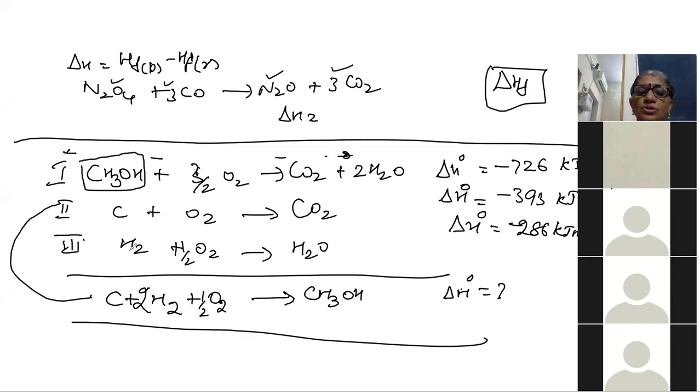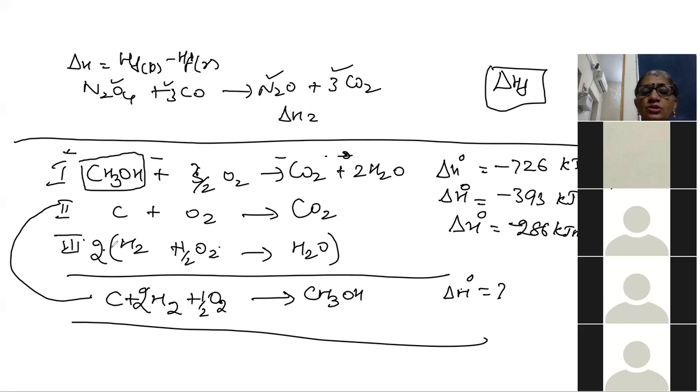Hydrogen, what should I do? Should I keep it as it is or should I change it? Or should I do any other change to this? What all changes should I make to the hydrogen equation? Multiply by 2. Very good, Dilip. You have to multiply this by 2. Why? In the third equation, I have only 1 mole of hydrogen reacting with half mole of oxygen. But in the required target equation, I have 2 moles. So accordingly, I have to change the third equation.